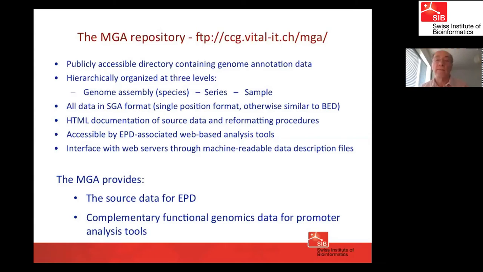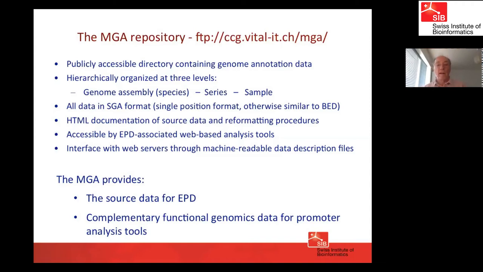And the interface, that's an important point. The interface with the web servers is achieved through machine-readable data description files. So each subdirectory in the MGA repository has two data description files, one that describes the series and one that describes all the samples. And the menus you see both in the ChIP-seq server and on the SSA server are automatically generated by reading these data description files, which are in the MGA repositories. And if you are curious what they look like, then you just have to go to the FTP site and look at these data description files.